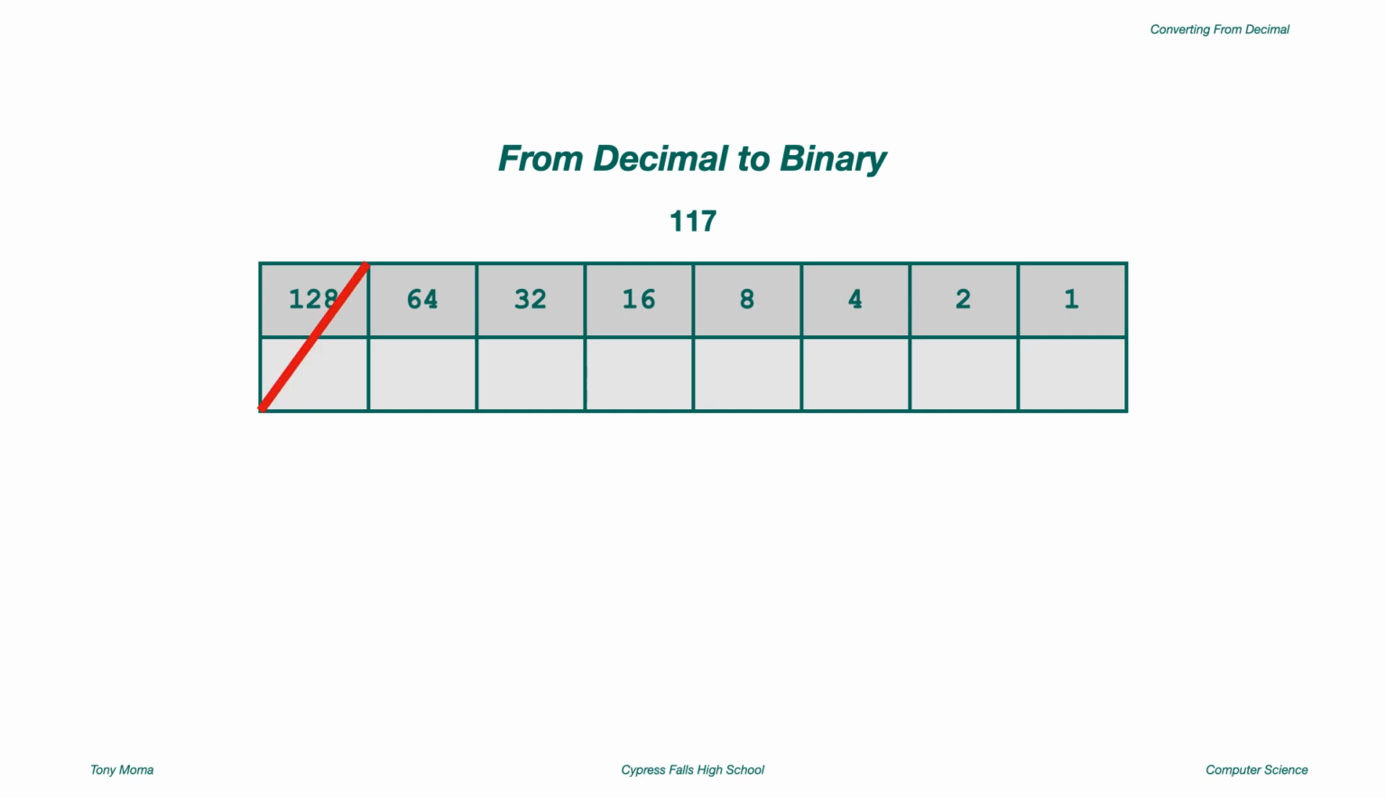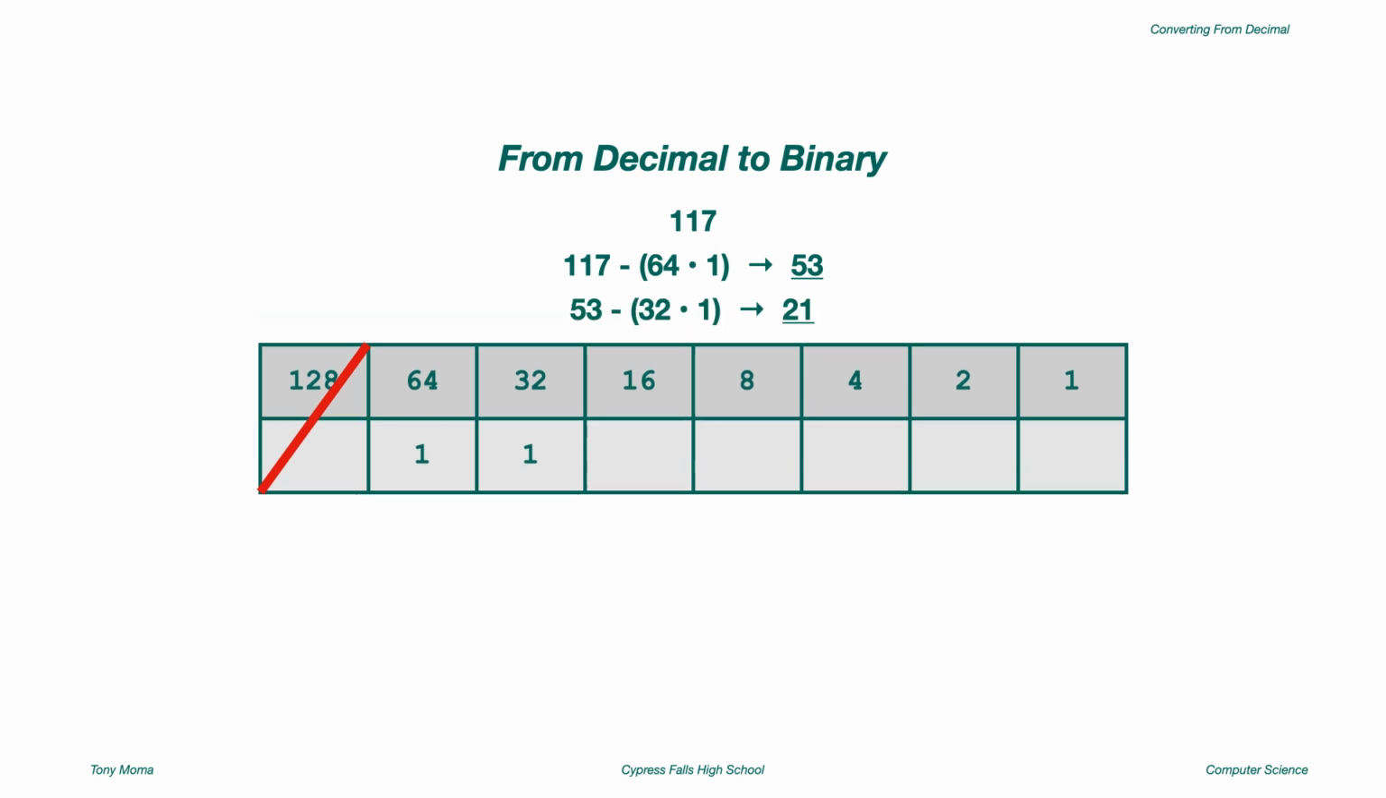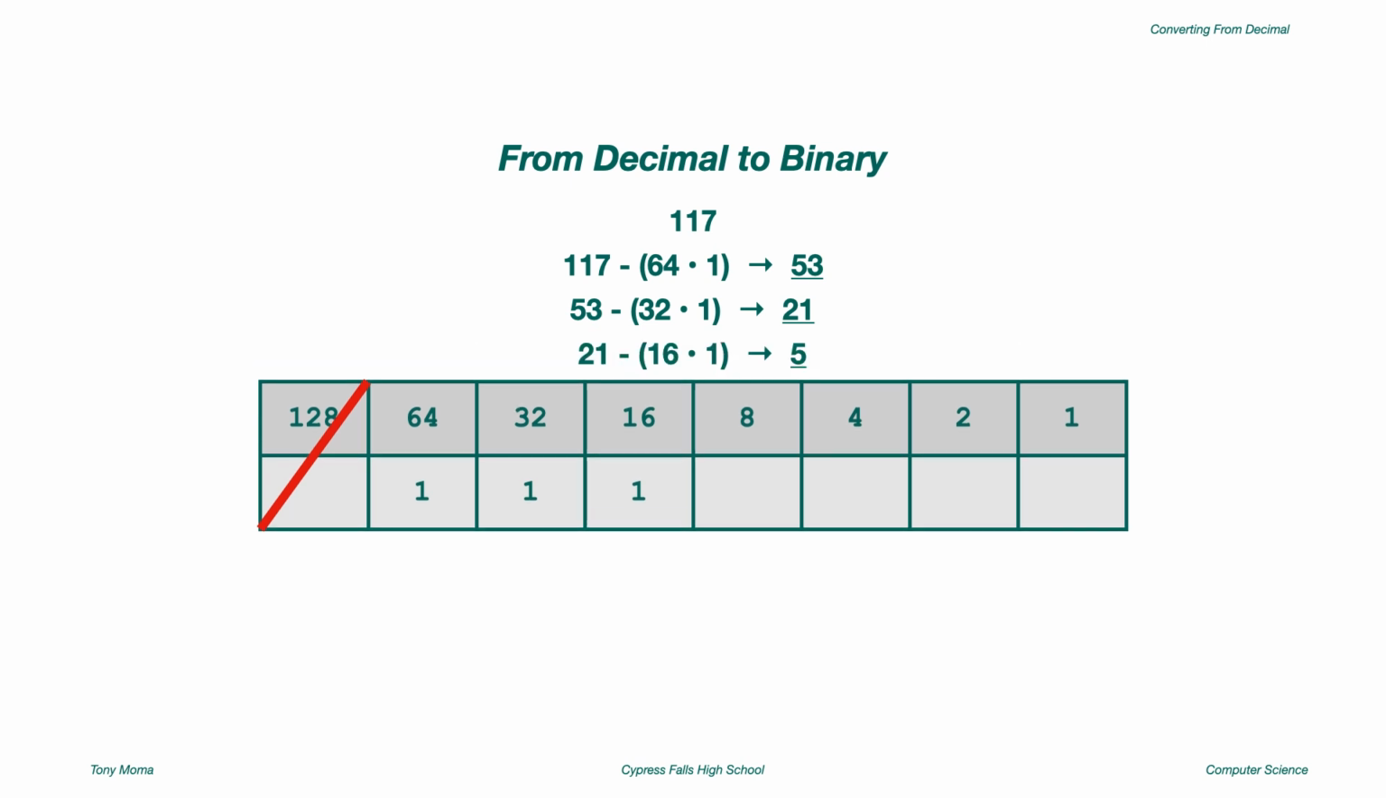We're going to start at 64. How many 64s, if any, can fit inside 117? 1. Multiply the top row by the bottom row. 64 times 1, subtracted from 117, leaves us with 53. Next column, how many 32s can fit inside 53? 1. Top row times the bottom row, 32 times 1, subtracted from 53, leaves us with 21. Next column, how many 16s can fit inside 21? 1 can. Multiply the top row by the bottom row, 16 times 1, subtracted from 21, leaves us with 5.